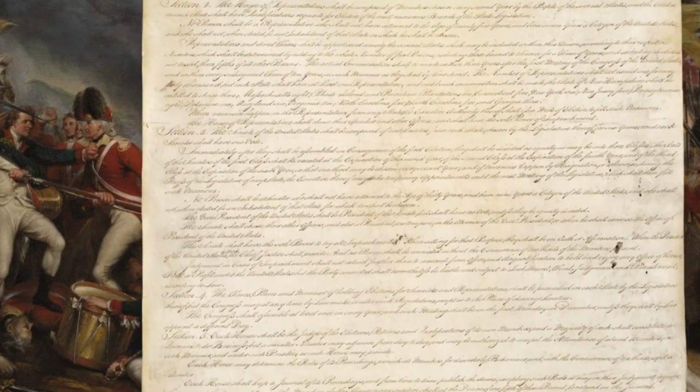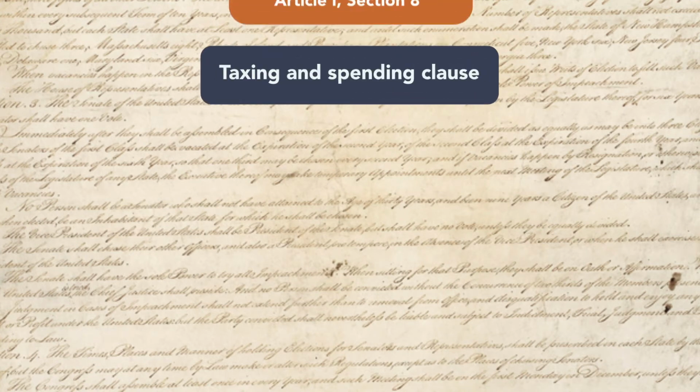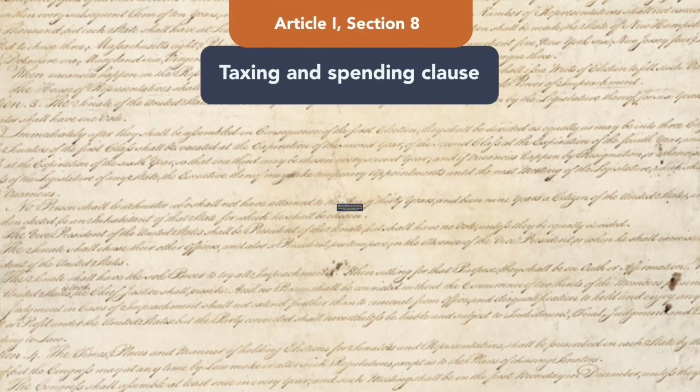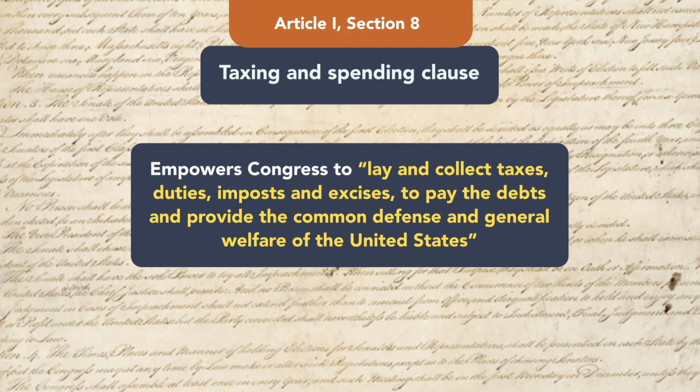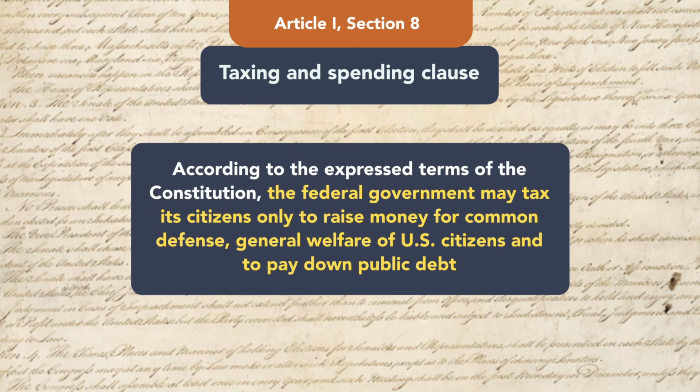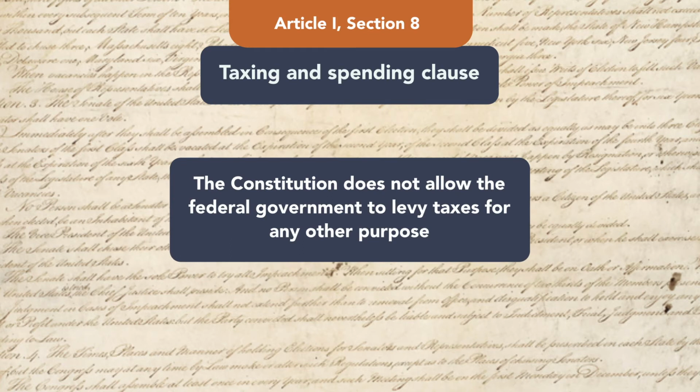The Constitution listed specific tax powers for the federal government in the Taxing and Spending Clause of Article 1, Section 8. This clause empowers Congress to lay and collect taxes, duties, imposts, and excises, to pay the debts and provide the common defense and general welfare of the United States. Thus, according to the express terms of the Constitution, the federal government may tax its citizens only to raise money for common defense, general welfare of U.S. citizens, and to pay down public debt. The Constitution does not allow the federal government to levy taxes for any other purpose.